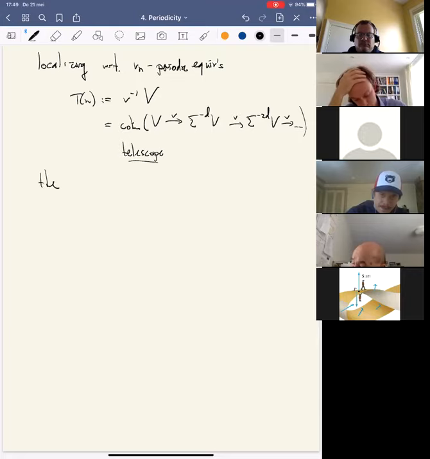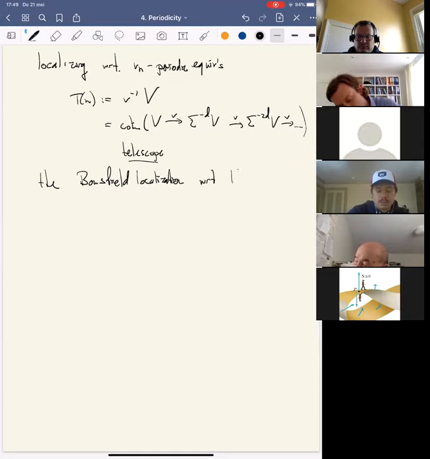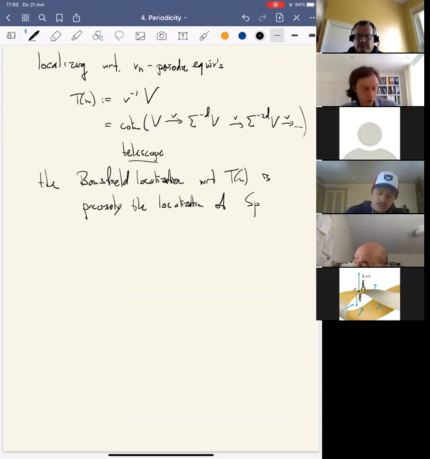Then what I can do is regard this Tn as a homology theory, and look at the Bousfield localization with respect to this homology theory. The Bousfield localization with respect to Tn is precisely the localization of stable homotopy theory, of the category of spectra, at the Vn periodic equivalences in the sense that I defined them. So this formally inverts the Vn periodic equivalences and only those.